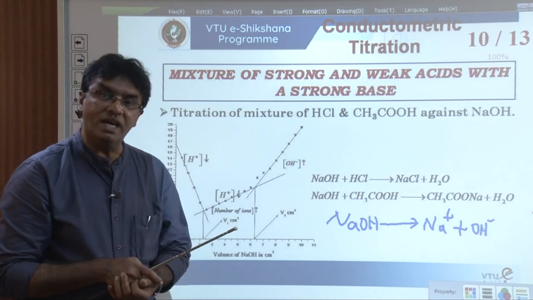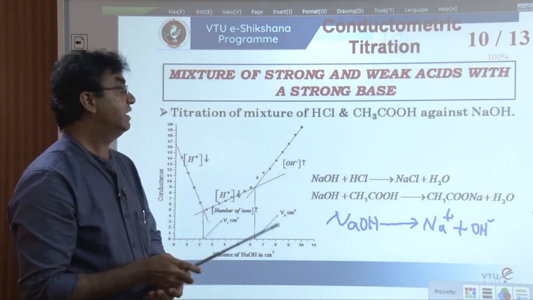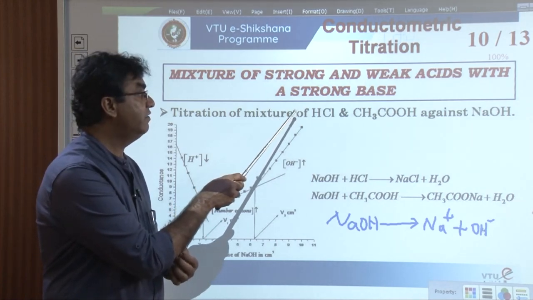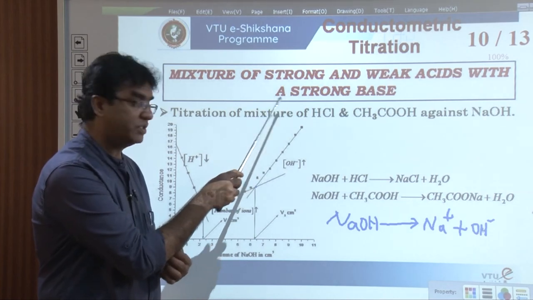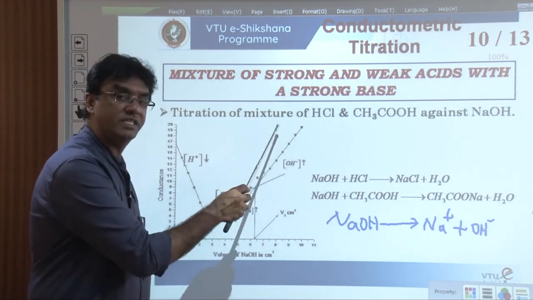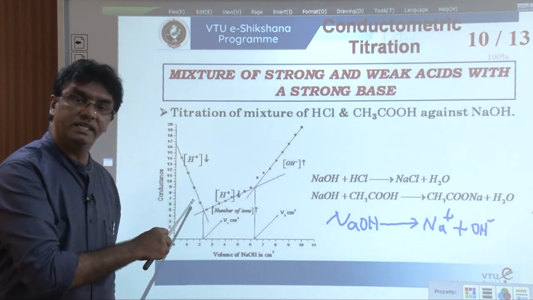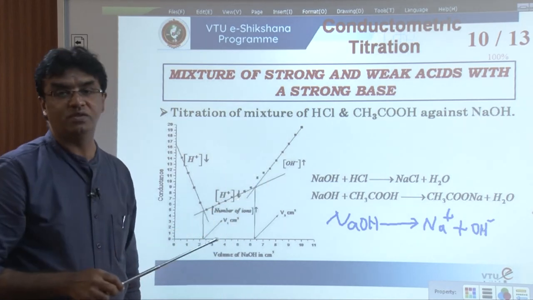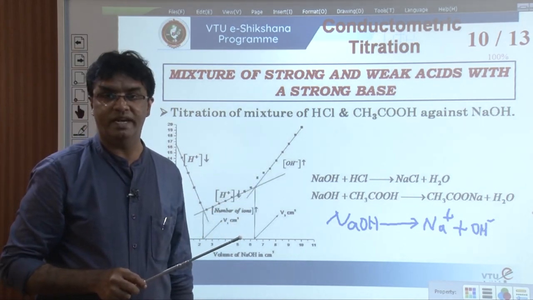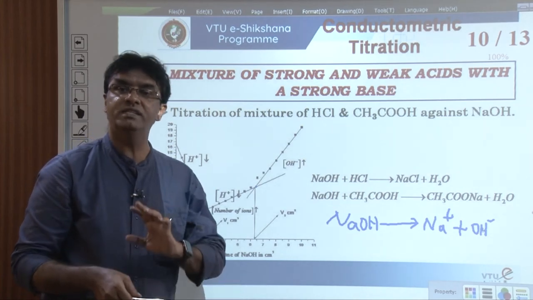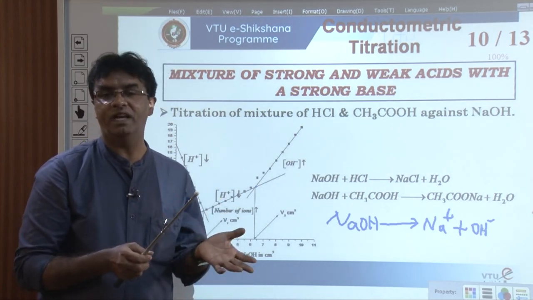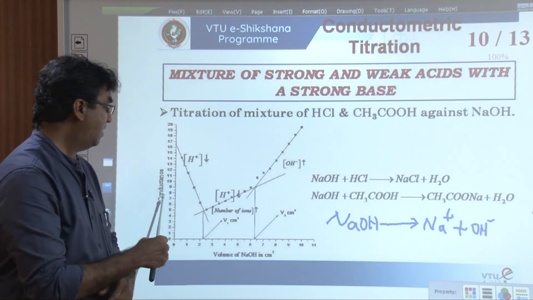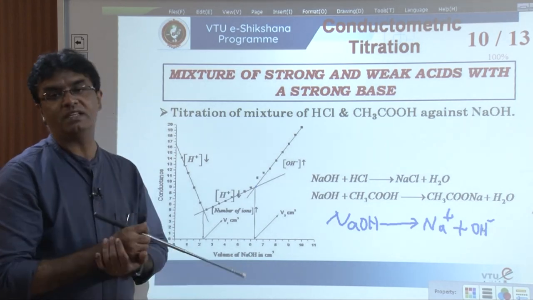Clear? So, this is how, whenever you carry out a conductometric titration of a mixture of strong acid and weak acid against strong base NaOH, you are going to get these kinds of changes, where you will be observing a drastic decrease in the conductivity in the beginning, then a gradual increase, then again a drastic increase towards the end. Once the conductance value reaches back the initial value or crosses the initial value, then you can stop doing the titration. Then you plot a graph of conductance along the y-axis and volume of NaOH along the x-axis.